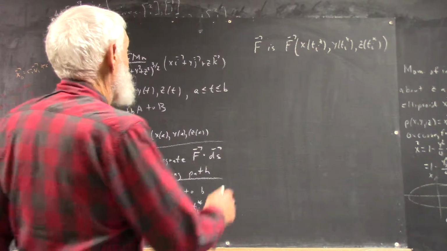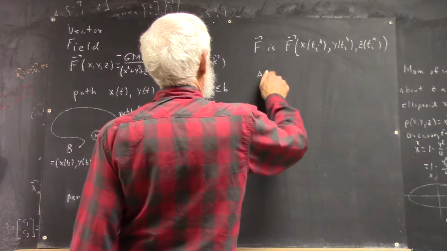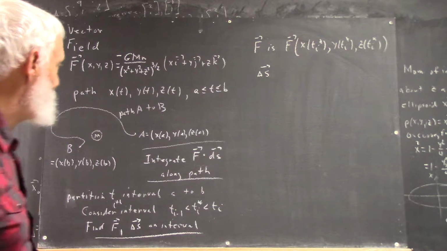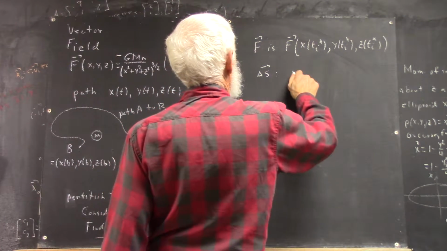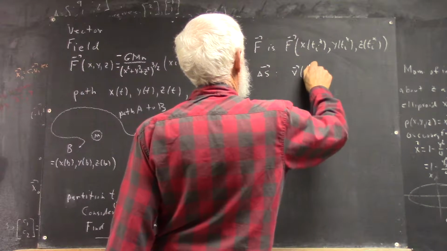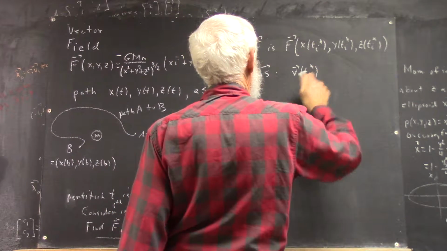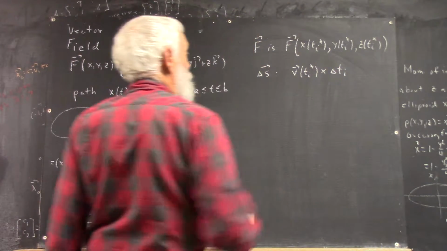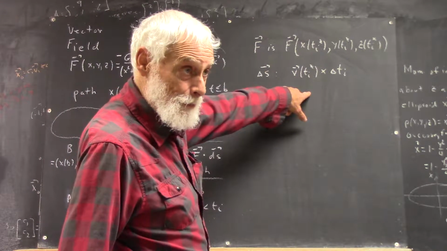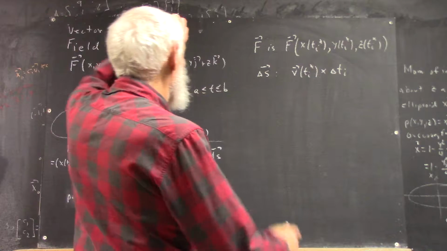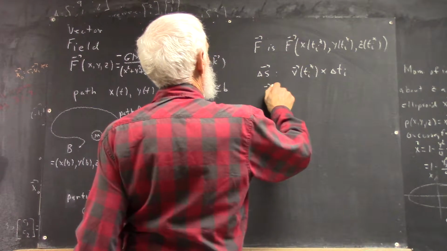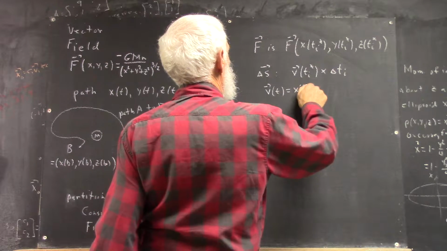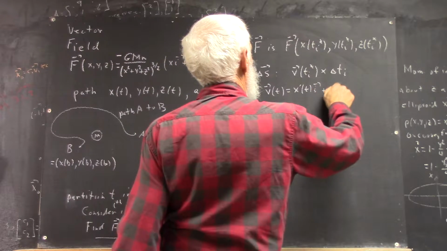Okay? Delta S is what? Well, it's V at t_i star times delta t_i, where V is a vector, right? And what's V? Change in position. Rate of change in position. Gotta get off that word.